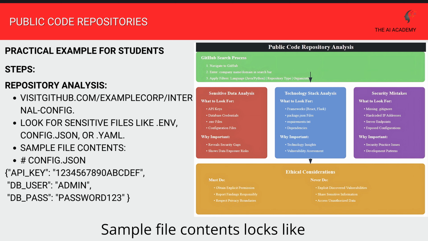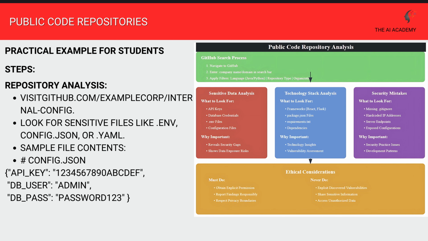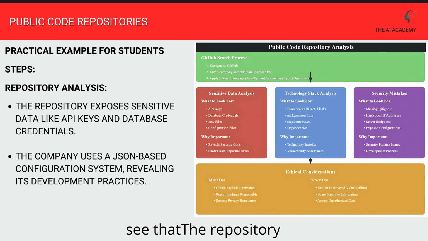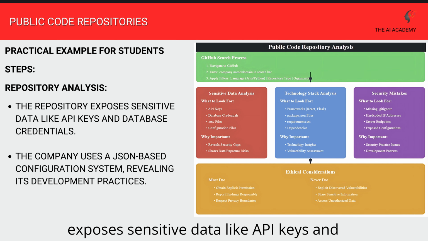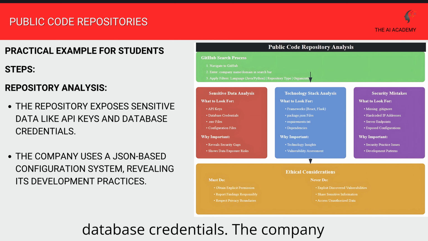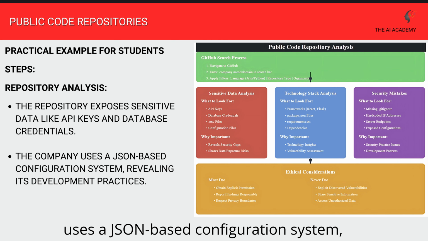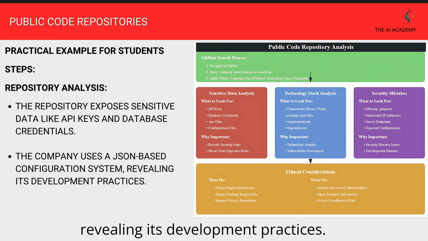Sample file contents look like this. # config.json. API_key: 123456789abcdef. DB_user: admin. DB_pass: password123. Here we can see that the repository exposes sensitive data like API keys and database credentials. The company uses a JSON-based configuration system, revealing its development practices.